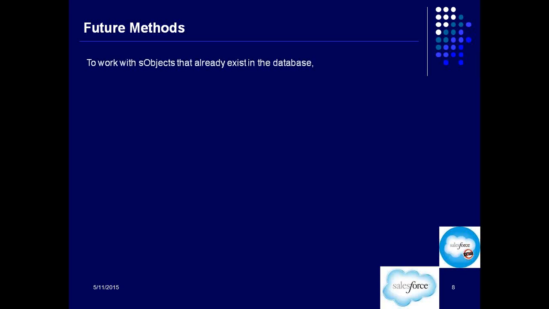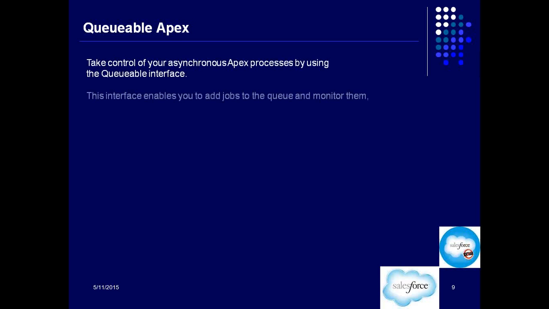Next is queueable apex. Okay, the other type of asynchronous apex, which is called queueable apex. Okay. To take control of your asynchronous Apex processes by using the queueable interface. So you can use a queueable interface. Okay. So you can call this queueable interface on a class. So queueable is basically for a class. It's not for a method.